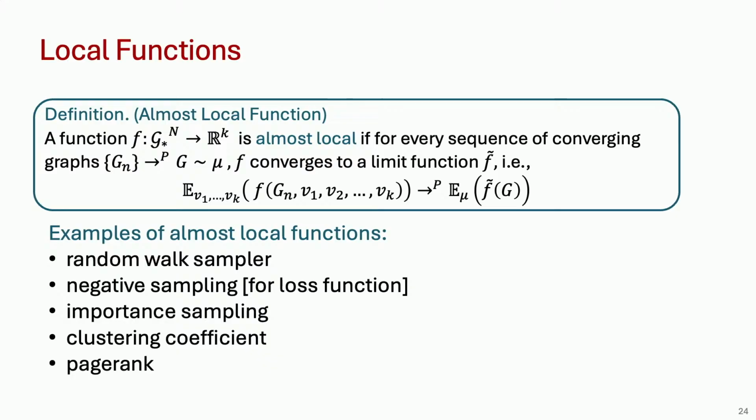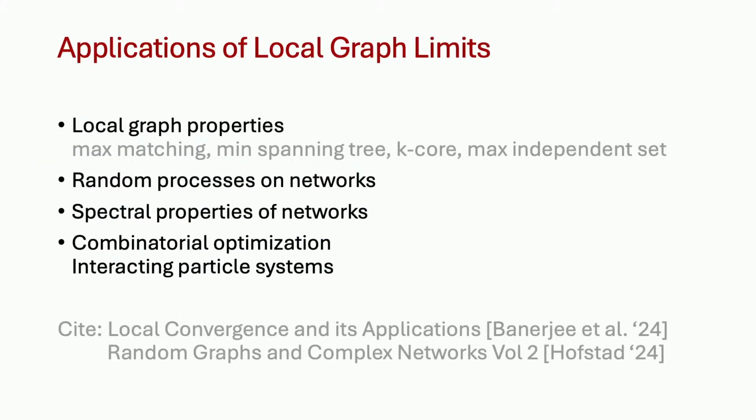One last thing about the detour is that there is a whole literature on studying local graph limits. One is studying local graph properties on average, for example, the maximum matching in a random graph, and minimum spanning tree, k-core, and max independent sets are local. Or studying random processes on graphs, for example, information cascades, which we know are local, which helps us estimate them with just local information of the graph. There is also a lot on combinatorial optimization and interacting particle systems.